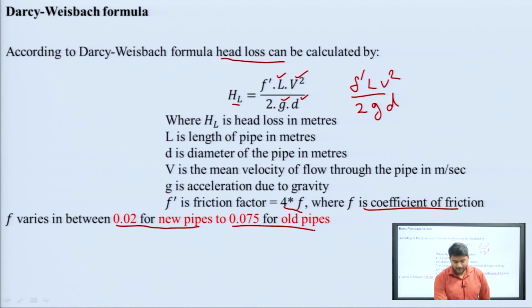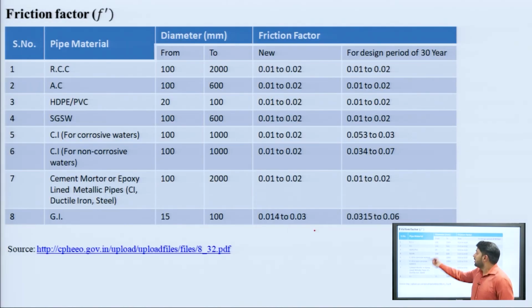The value of coefficient of friction varies between 0.02 for new pipe to 0.075 for old pipes, and if pipe material is given, then for different diameters the values of friction factor are taken as given below. For designing purposes the value of friction factor can be taken according to the given table, and the same content can be found in the CPHEEO manual.